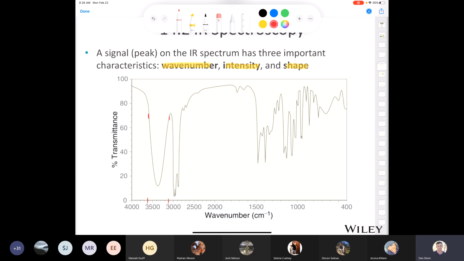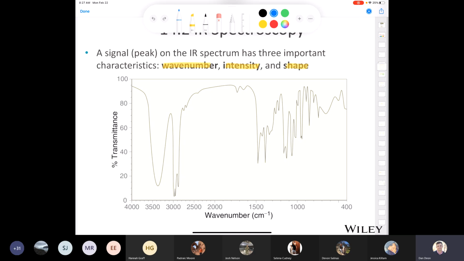Anyhow, so the wave number, also the intensity. How big is the peak, right? You can see that these absorbances here are much more intense than these ones up here, okay? So that's intensity. And lastly is the shape. You see how this one here is really broad. It's got a very broad shape. Whereas if you look at something like this, wow, it's really sharp and pointy. Okay, so wave number, intensity, and shape. And we're going to analyze all of those.